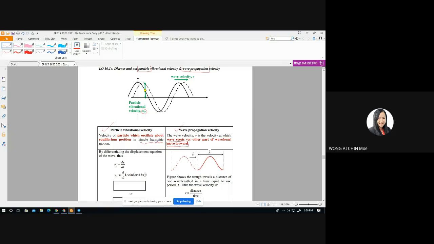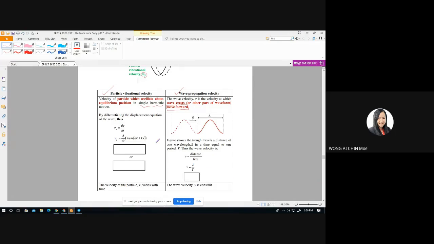So these two are two different things, meaning that we will have two different equations. If the question says find the particle velocity, meaning that we need to use chapter 9 simple harmonic motion to find the velocity. We need to differentiate from the equations given.